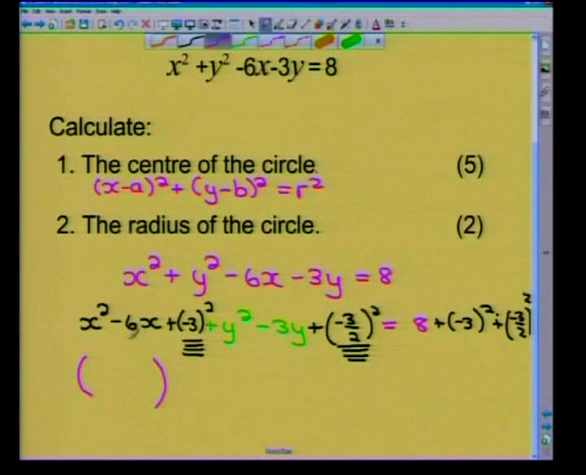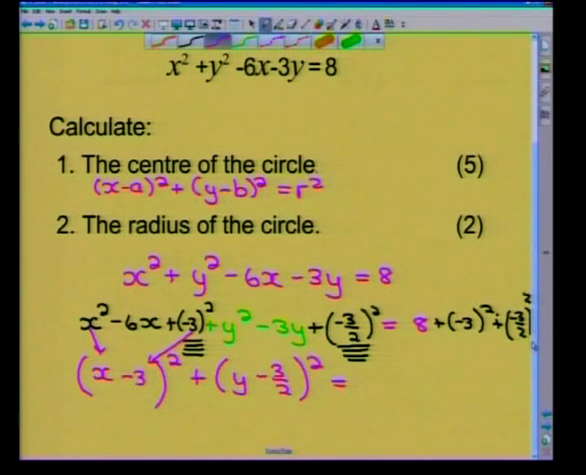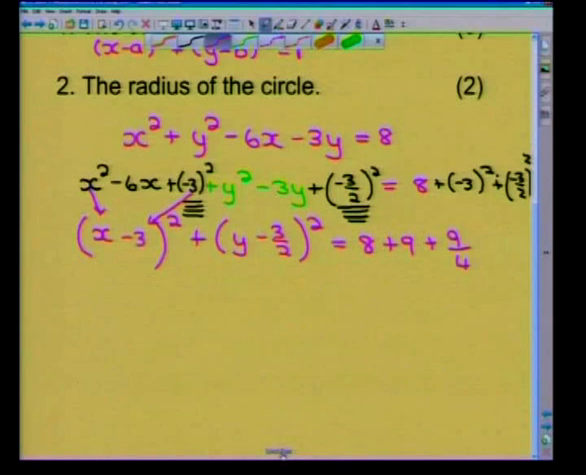Now, you've completed the square there, so it's going to be x minus 3. So you'd square root this, and you'd square root that, plus, and of course, that's a square. This one here, you're going to have y, because that's the square root of that, minus 3 over 2, and all squared there, equals. Now, of course, you're going to work this out. You're going to have 8 plus 9 over 4, because remember, you have to square these when you add them in.